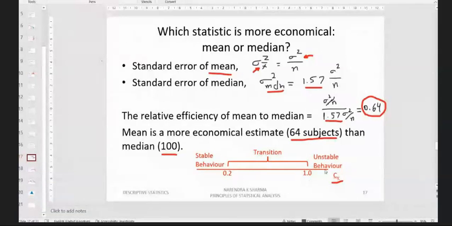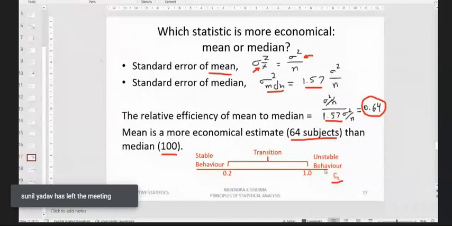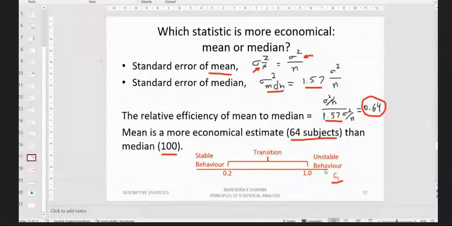So now you can use this to, let's say you want to give a psychotherapy to some people who are aggressive, who show aggression, and you want to give a therapy and you want to change their behavior. That would mean that they are showing unstable behavior. So you give some kind of training so that the dispersion can be reduced.